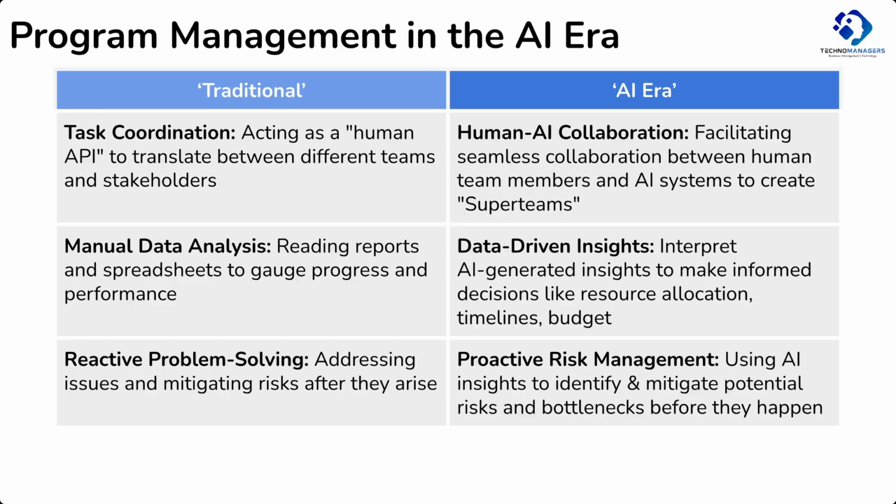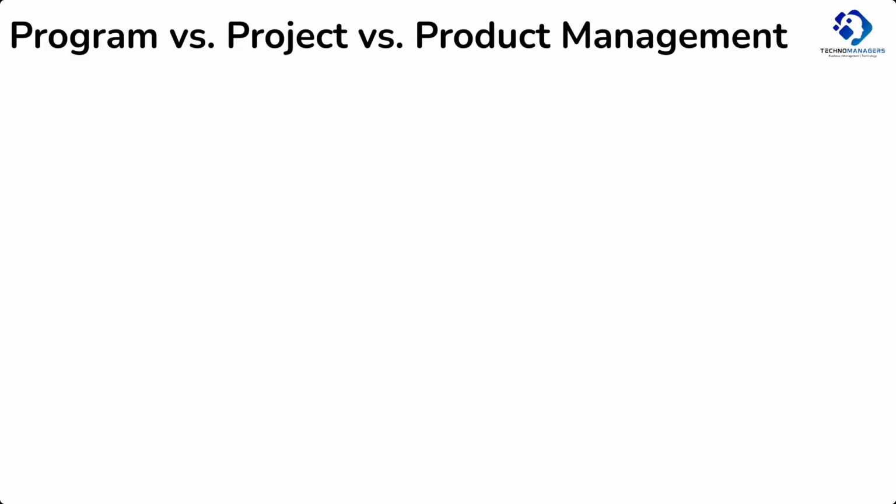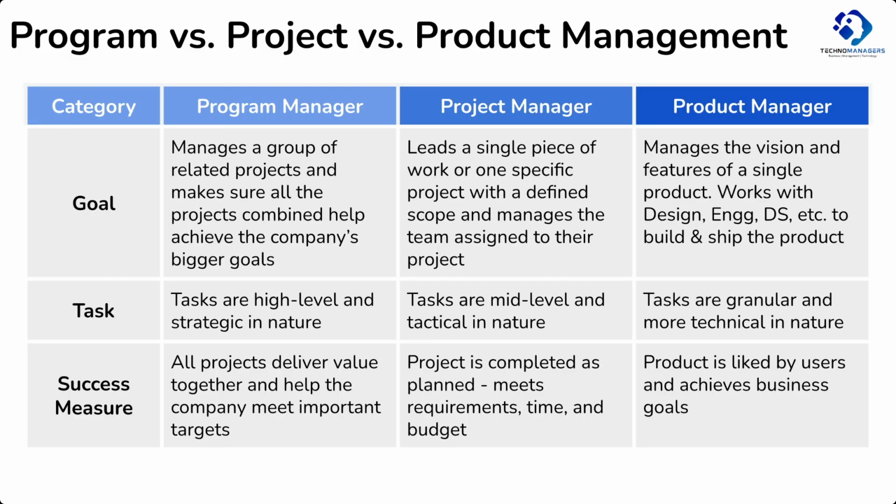And before we go any further, I also want to clear up one more common confusion. So many people mix up program management with project and product management, but they are not the same. Let's see what the differences are. If we were to do a quick comparison, firstly talking about their area of focus, program managers focus on the big picture. They manage a group of related projects to make sure all the projects are working together and the company's larger goals are being achieved.